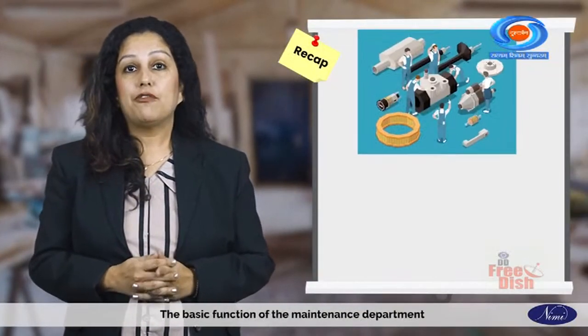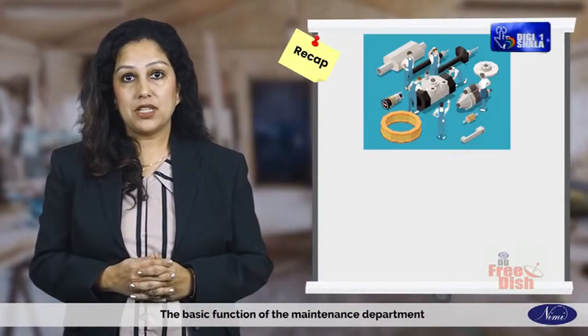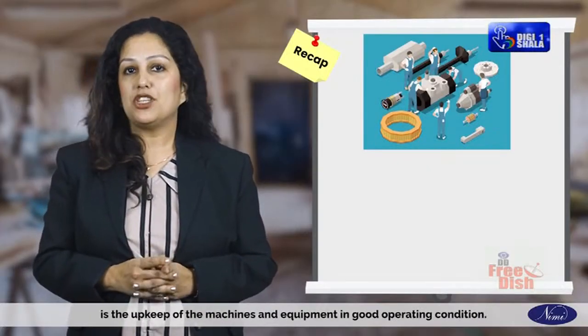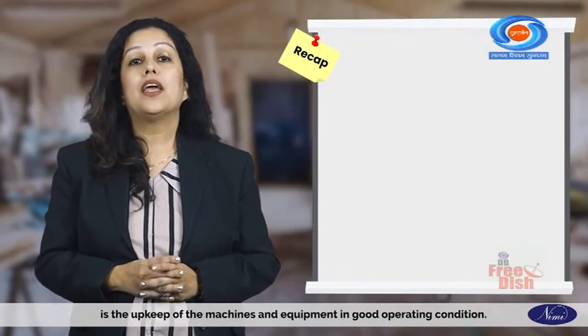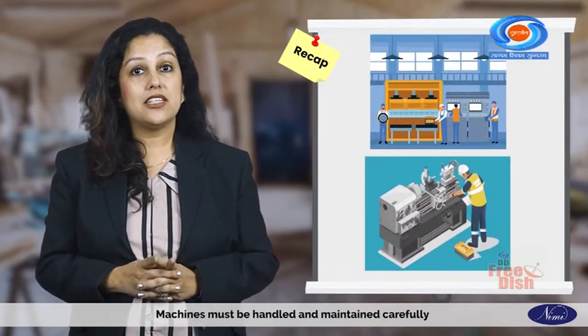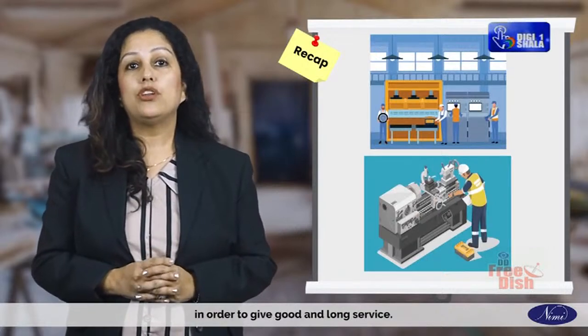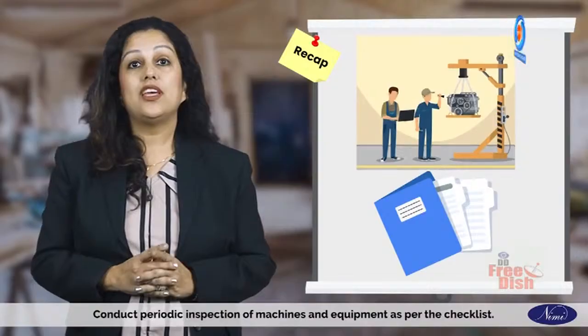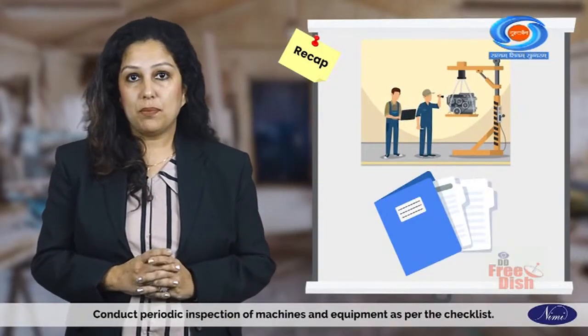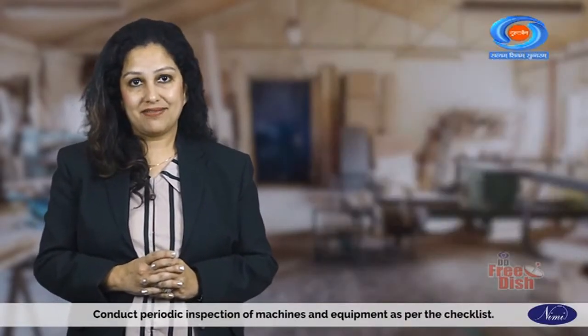In this video, we have learned the basic function of the maintenance department is the upkeep of the machines and equipment in good operating condition. Machines must be handled and maintained carefully in order to give good and long service. Conduct periodic inspection of machines and equipment as per the checklist.